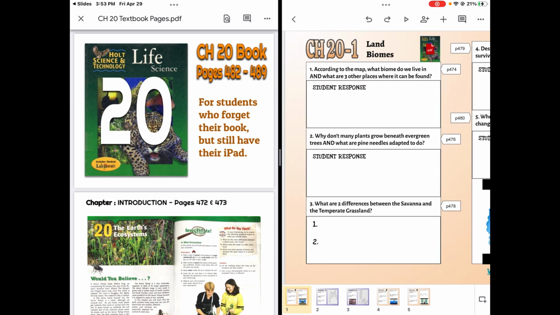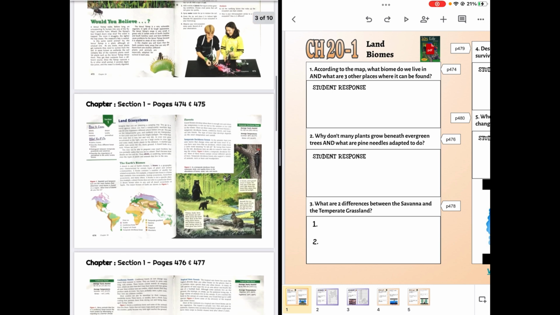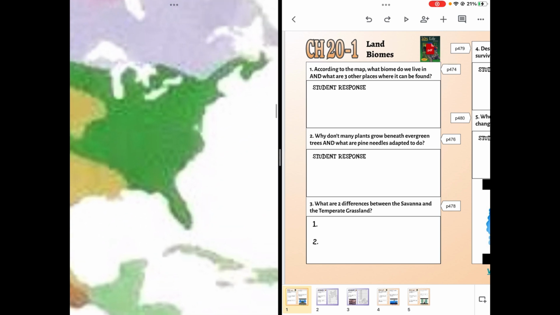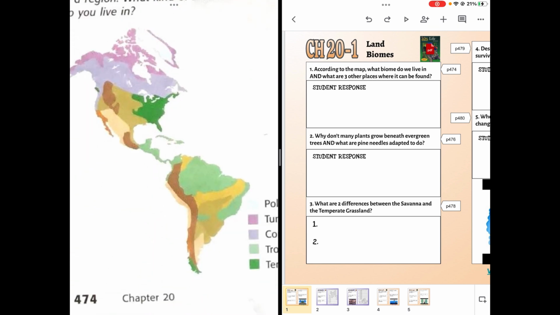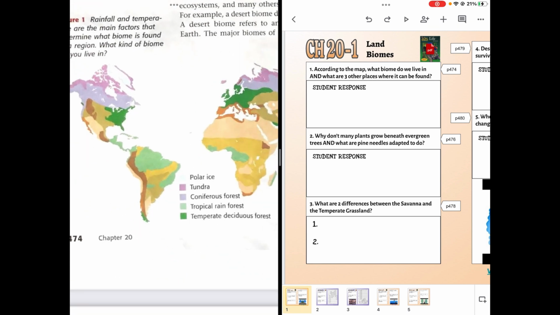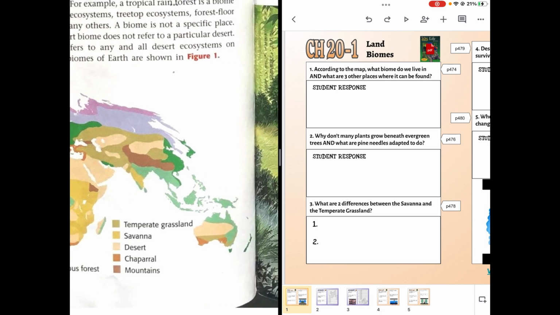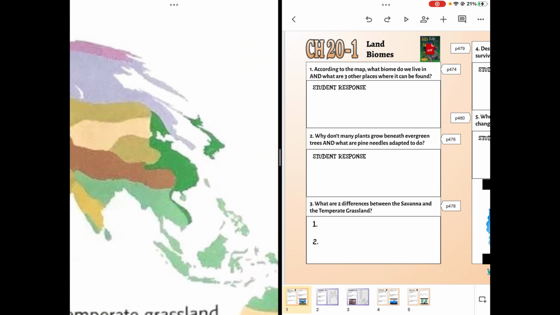So chapter 20 is about biomes in general. And we're going to look on the map here. And what biome do we live in? Well, here we are in Eastern America. That's dark green, so you would read the legend to figure out what dark green was. And you're going to name 3 other places where that exists. So you need to look at the map and find 3 other places where that exists. You can either name a country or a region of a continent.